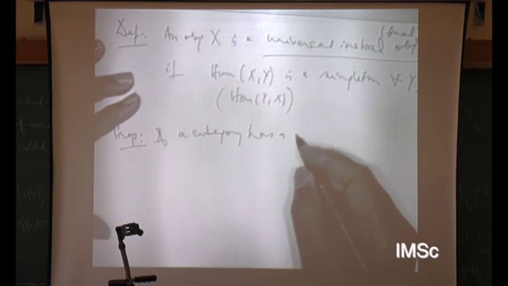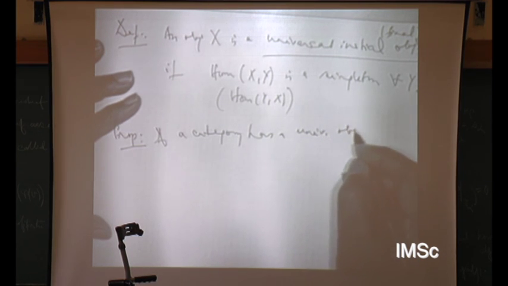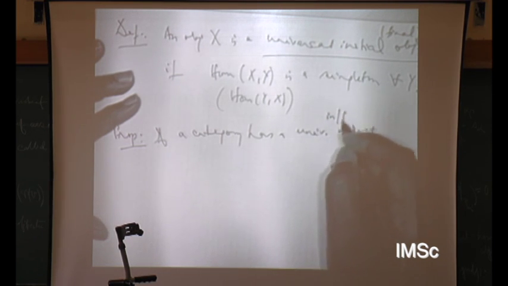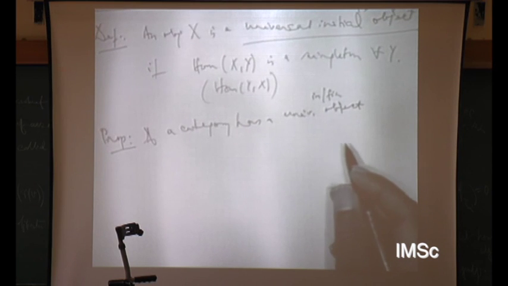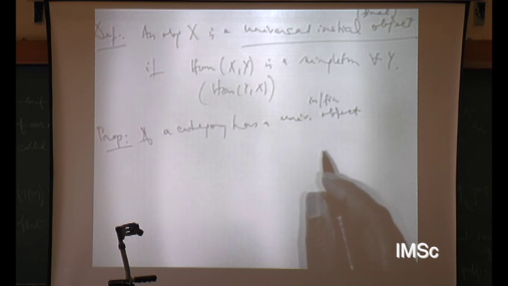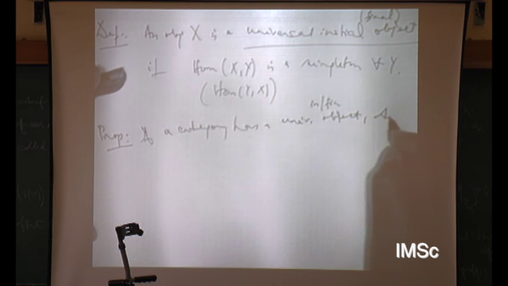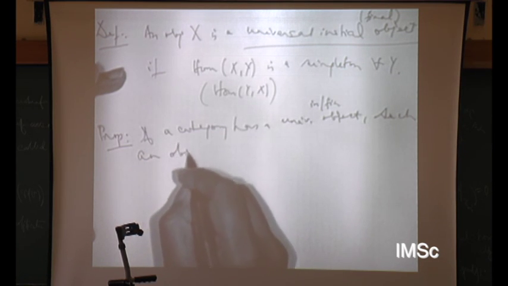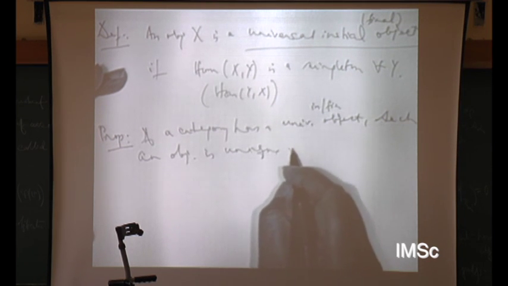I want to say if a category has a universal object, initial or final. So I'm making two statements. If it has a universal initial object, then something. If it has a universal final object, then something. Then I want to say that such an object is unique up to equivalence.